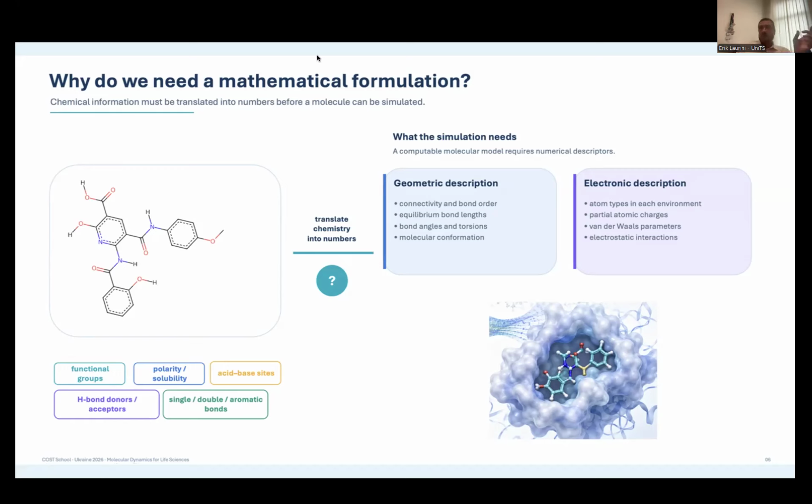We have to translate, if you want to apply computational atomistic simulation, this qualitative information into a numerical description in order to take into account geometric description, connectivity, bonds, angles, torsion, molecular conformation, and electronic description, atom types, partial charge, electronic force, and something like that. We have to find a numerical way in which we are able to describe this kind of structure quantitatively.